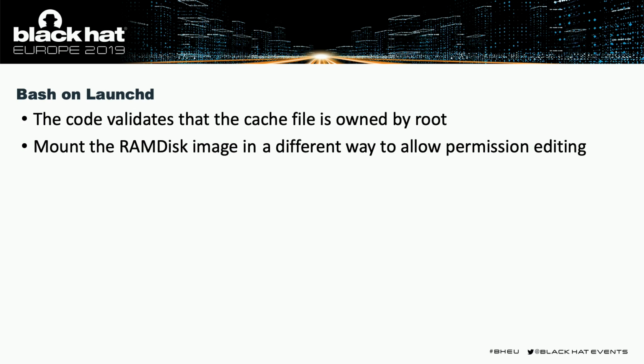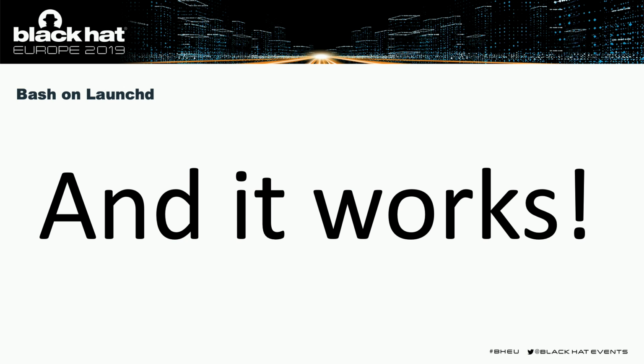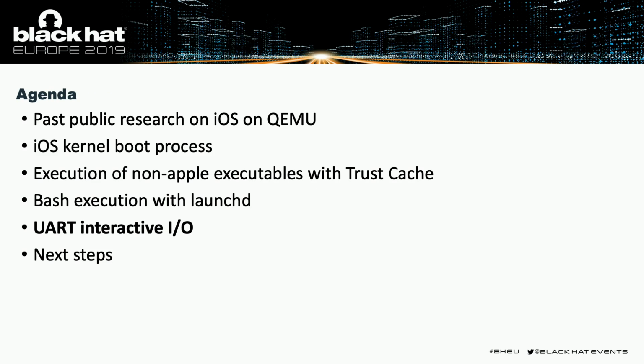So the solution was simple. We just mounted the ROM disk in a different way, right? Because the default way of mounting the ROM disk on the research computer does not allow permission editing on the ROM disk. So we mounted it on the research computer in a different way, which does allow permission editing. And we copied the cache file and made it owned by root. And now it works, and we have bash executed on our system.